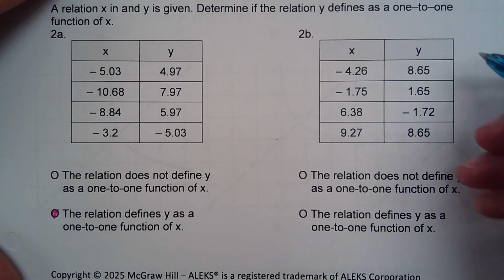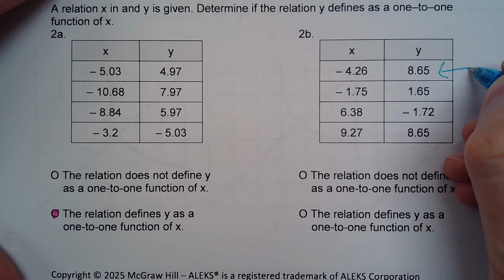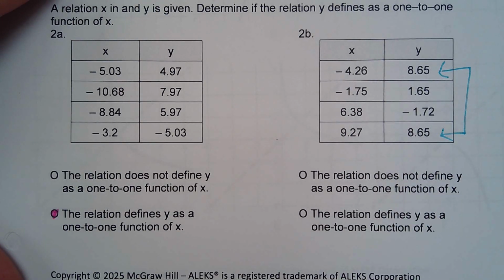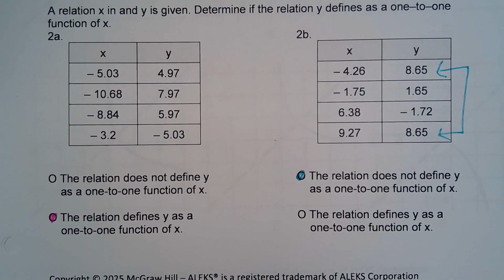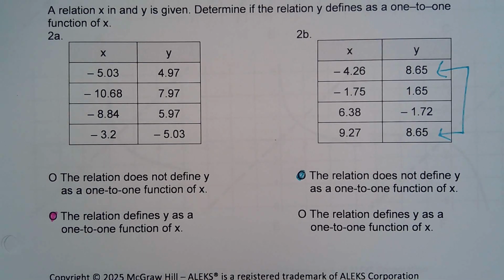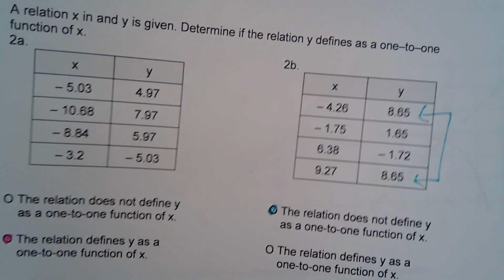For 2b, that's not the case here. So even though it's a function, it's not one-to-one because I got the same y value coming from different x values. So I'm going to mark that one there. All right, let's turn the page.